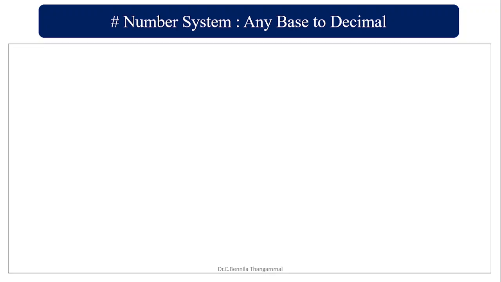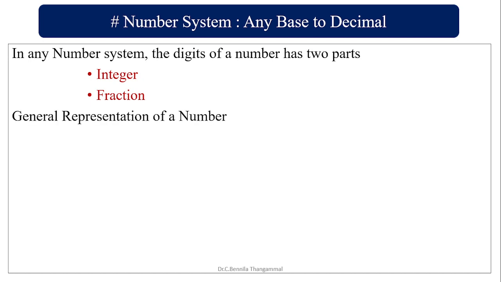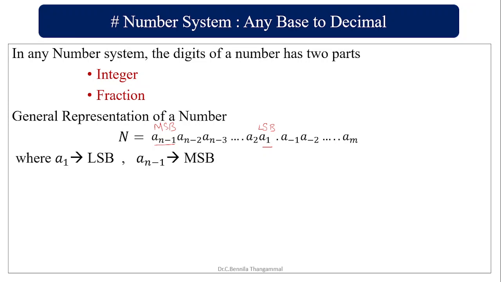to any base. In any number system, the digits of a number have 2 parts. One is the integer, the other one is going to be your fraction. How to represent this number: from A1 to AN, where A1 is said to be your LSB, that is your least significant bit, and AN minus 1 is said to be your MSB, which is called the most significant bit. This is your integer part, and this is going to be the fraction part, after your decimal point: A minus 1, A minus 2, it goes up to A suffix m.